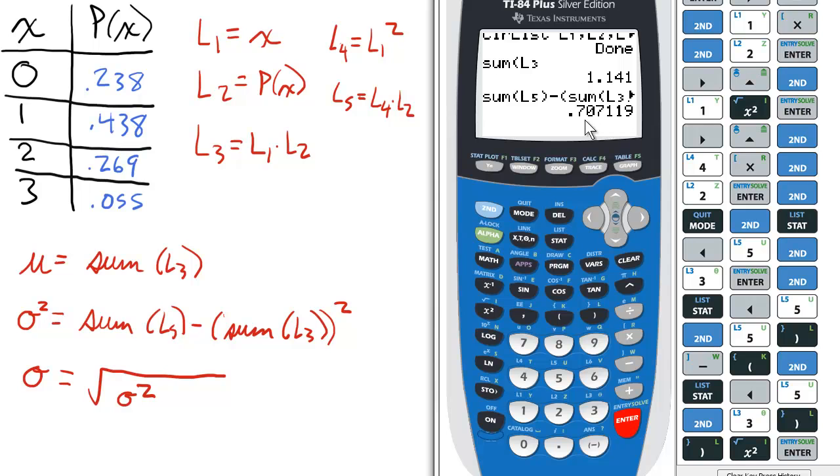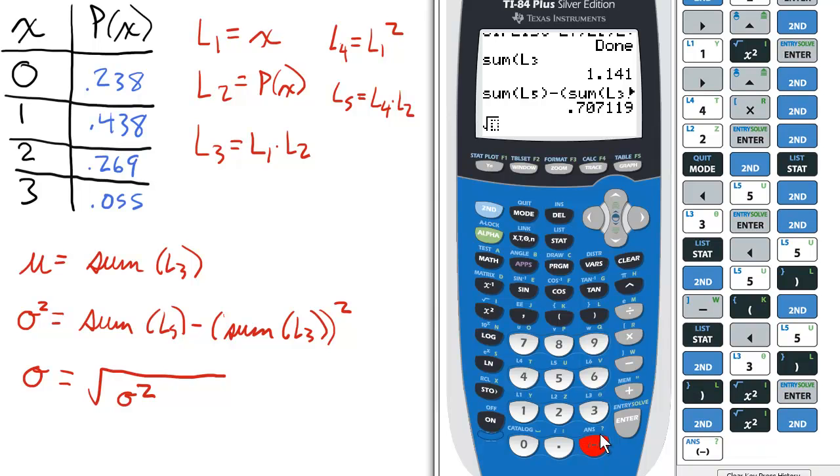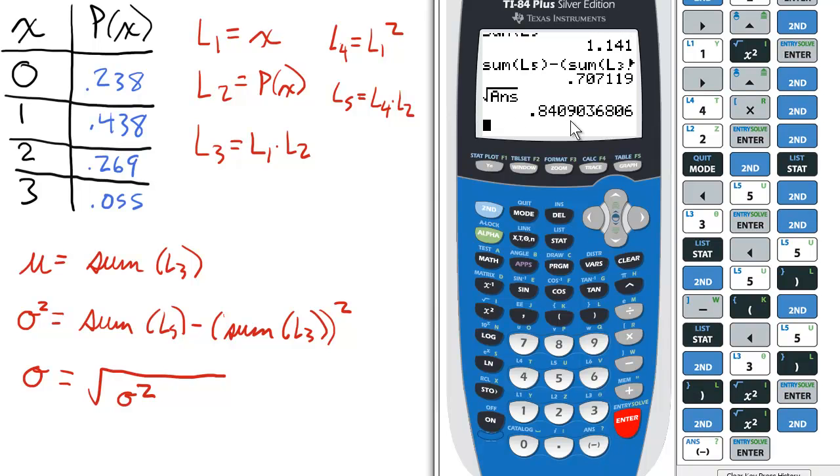enter. Variance is 0.707. We want the square root of that for the standard deviation, so press second, x squared, and we want the answer, so we just press second and the negative symbol and enter. So the standard deviation would be 0.84.